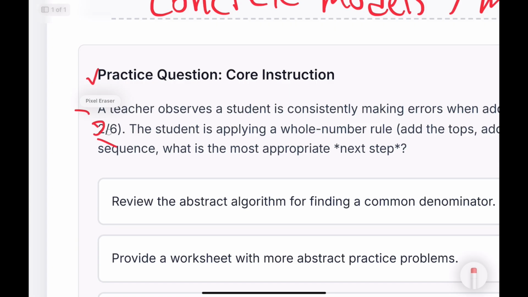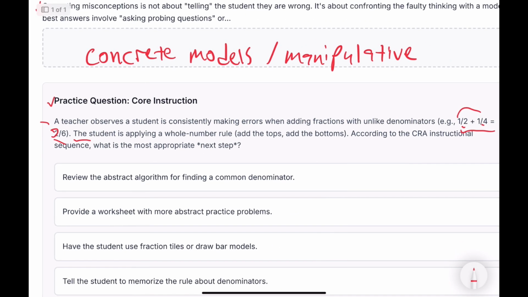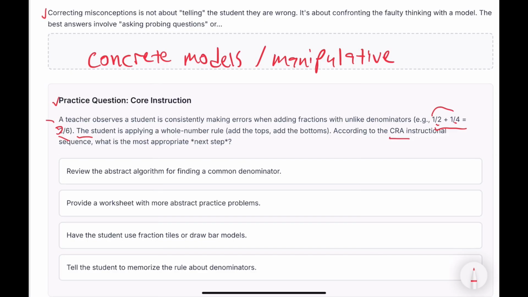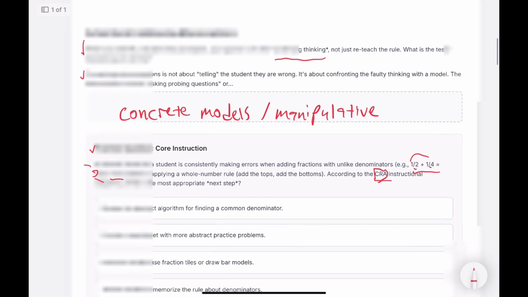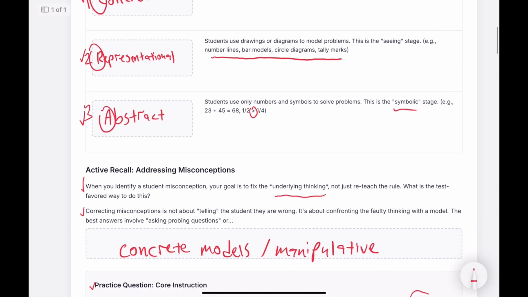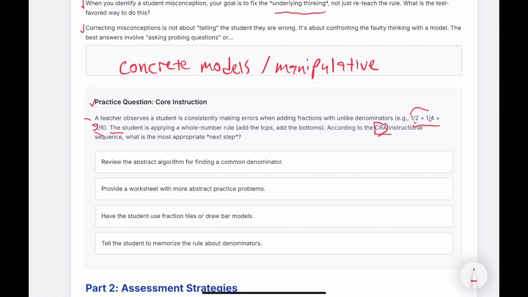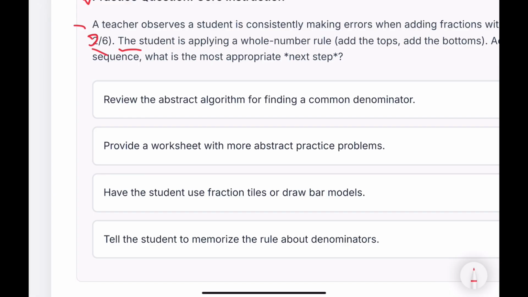All right, now let's keep reading. The student is applying a whole number rule, so adds the top and the bottom, just like what we just mentioned. According to the CRA instructional sequence, what is the most appropriate next step? Now, in case you haven't read the study guide yet or watched the visual study guide where I presented about this, do you remember what CRA stands for? Well, that's just what we went over right before this, and that is the concrete representational abstract sequencing. All right, so according to this instructional sequence, what's the most appropriate step? Take a moment and read the 4 answer options, and then come back when you have selected one.